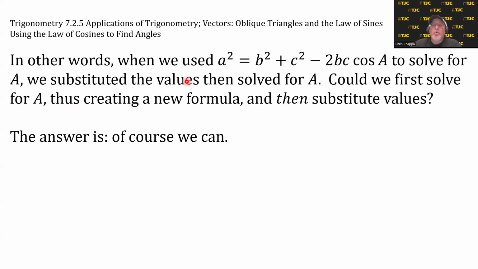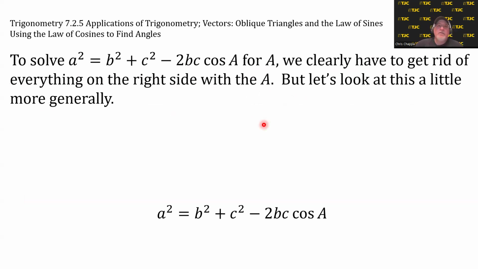In other words, when we used a squared equals b squared plus c squared minus 2bc cosine of A to solve for angle A, we substituted the values, then solved for angle A. Could we first solve for angle A, thus creating a new formula, and then substitute values? The answer is, of course, we can. To solve a squared equals b squared plus c squared minus 2bc cosine A for angle A, we clearly have to get rid of everything that's on the right side with angle A.